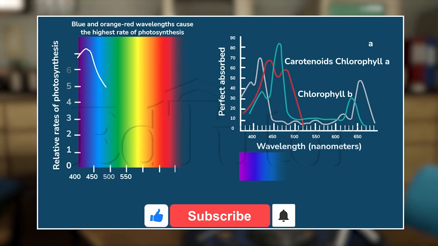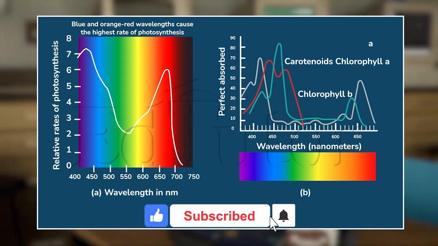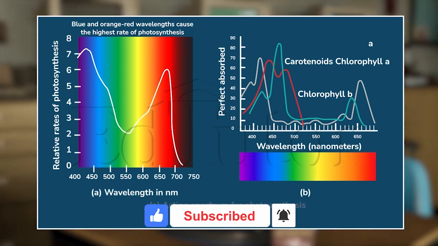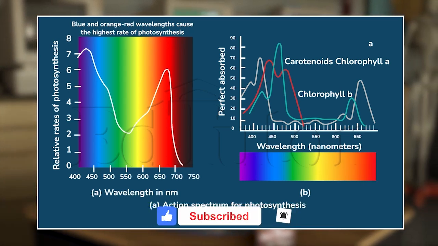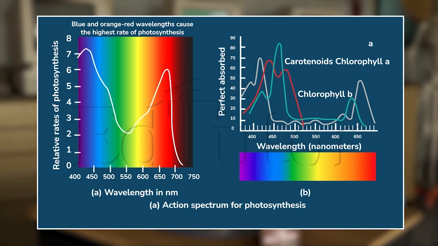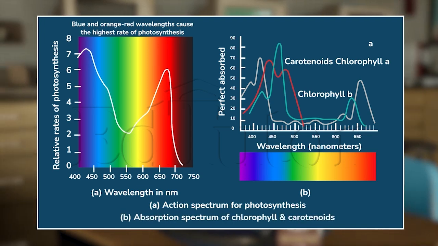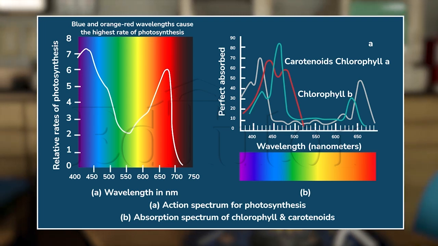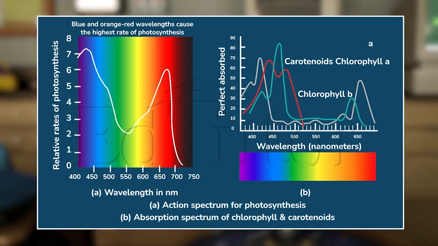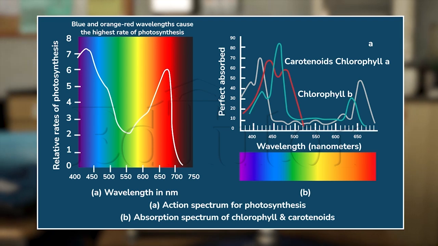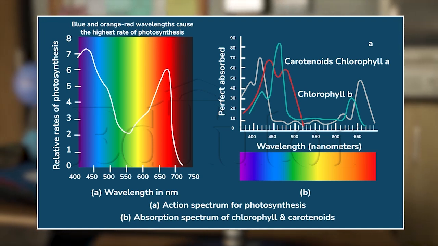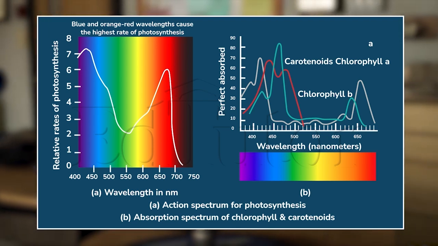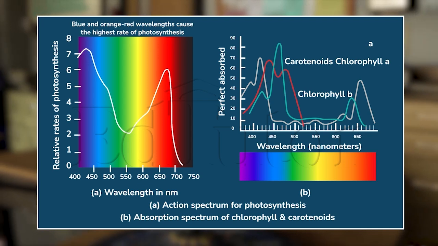Now, take a look at the graphs being displayed on your screens. The first one is the action spectrum of photosynthesis and the other one is the absorption spectrum of chlorophyll and carotenoids. Can you see any similarity between the two? Well, in general, we can see that the action spectrum of photosynthesis matches the absorption spectrum of chlorophyll.